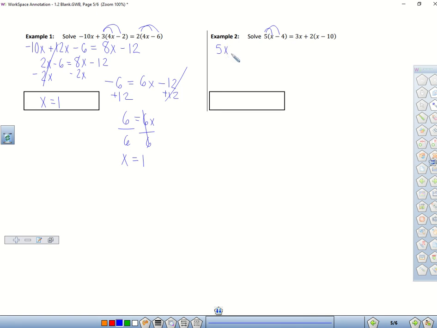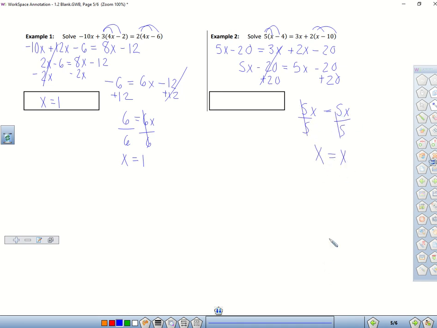That gives me 5x minus 20 equals 3x plus 2x minus 20. Combine like terms. Let's add 20 to both sides. We're left with 5x is equal to 5x. Well, divide by 5. So x equals x is a true statement, right?